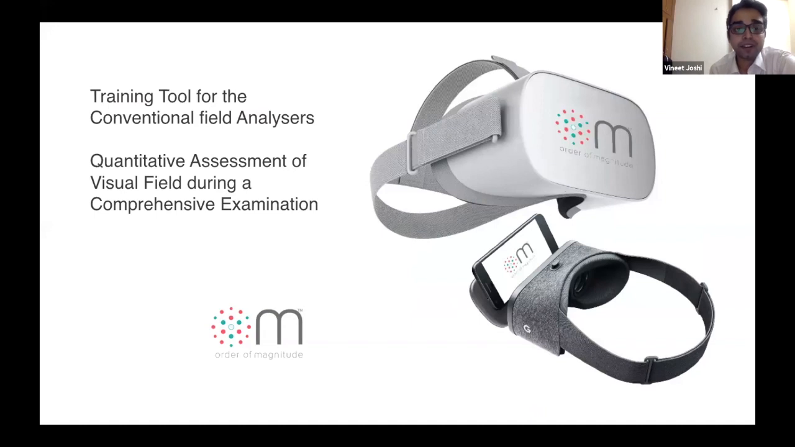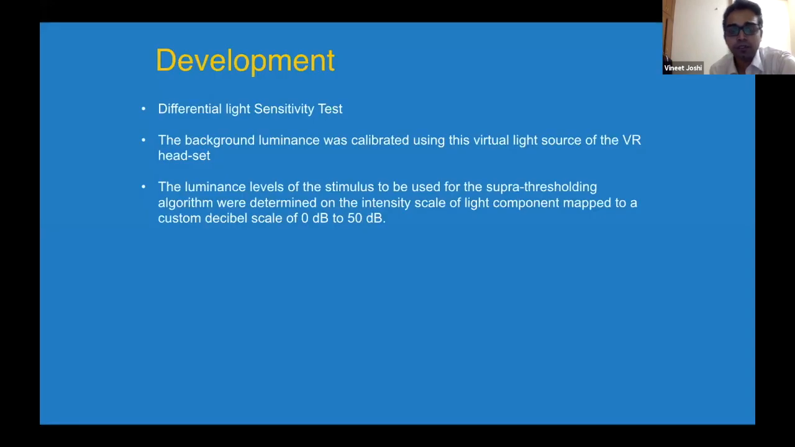It can be a training tool for the conventional field analyzers. It can be an overall quantitative assessment tool, especially in the comprehensive examination in the primary centered fields. So we developed it with the background of trying to develop a supra-thresholding algorithm. And this procedure was basically based on a differential light sensitivity test.